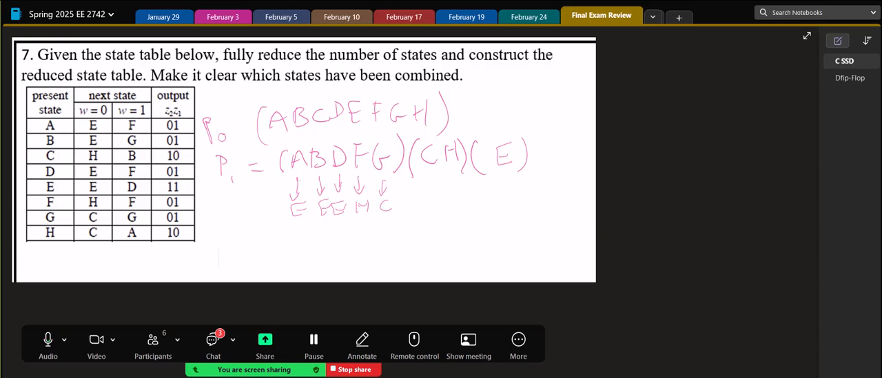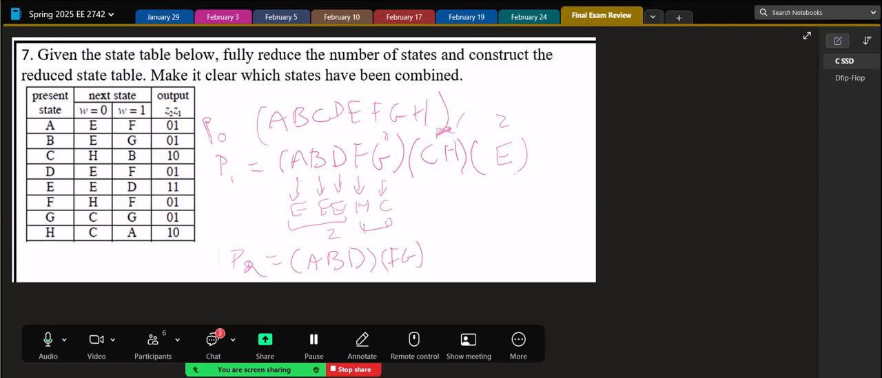Now I'm just going to label these little groups up here. I'm just going to call them 0, 1, and 2. So E is group 2, so these all are going to group 2. The H is going to group 1, and the C is also going to group 1. Okay, so I can then split this one into 2 groups, into A, B, D, that'd be P2, and F and G, yes.